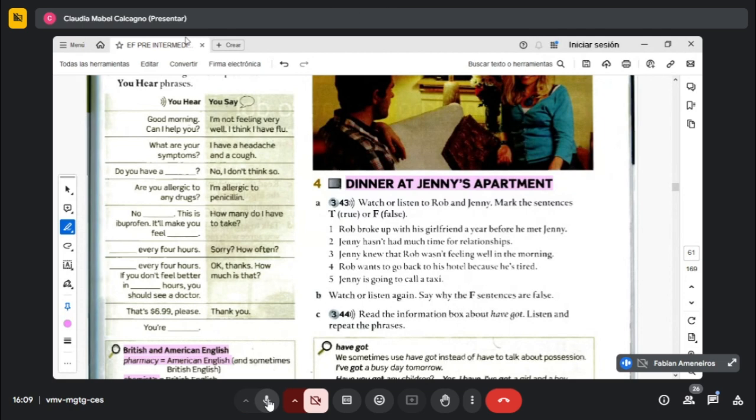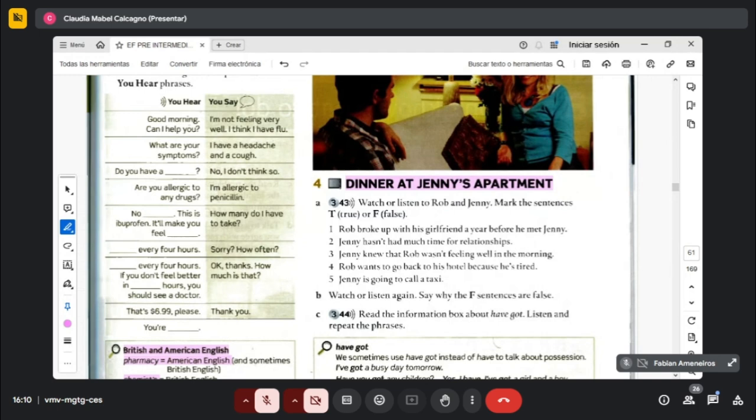Right. Number 2. You mean Jenny and Rob? Apparently, yeah. So, number 1 is false, it was a few months ago. Number 2, Jenny hasn't had much time for relationships. True. That one is true.